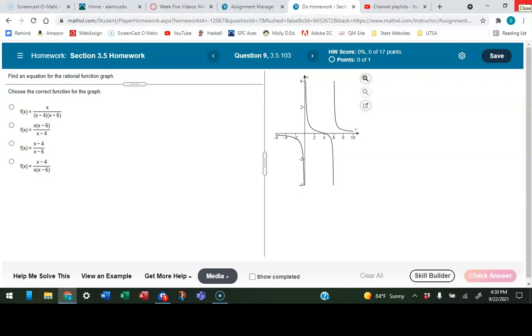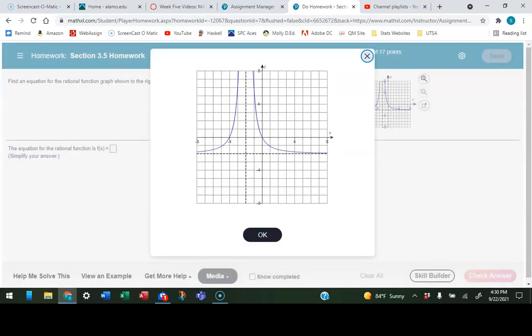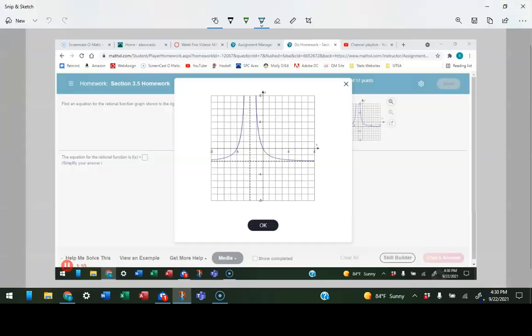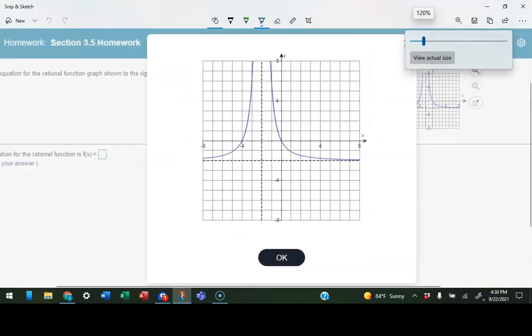So let's try another one. All right, so I want to find an equation for the rational function. So what I am looking at is, we're going to look at a few different things. So I'm going to zoom in on this. One of the first things I want to notice is that I've got x-intercepts. So I'm going to go through this in the same order that we were identifying functions, and we're just going to have to fill in a few more details.